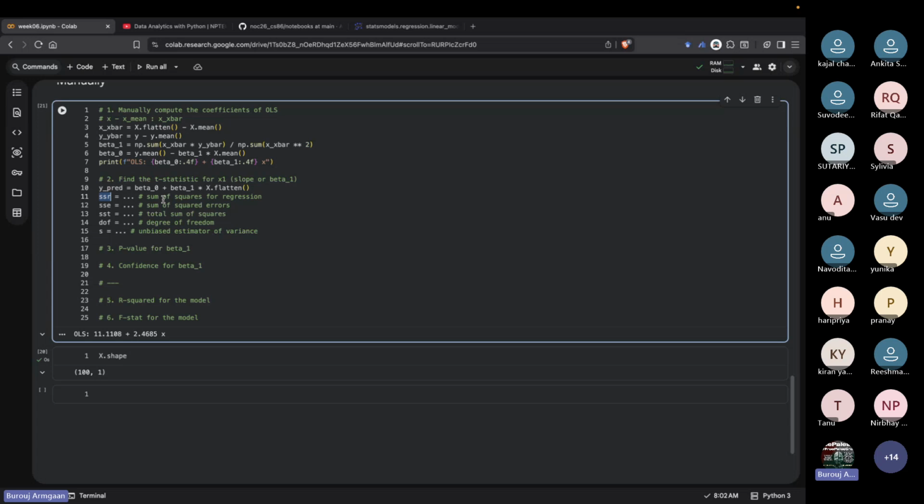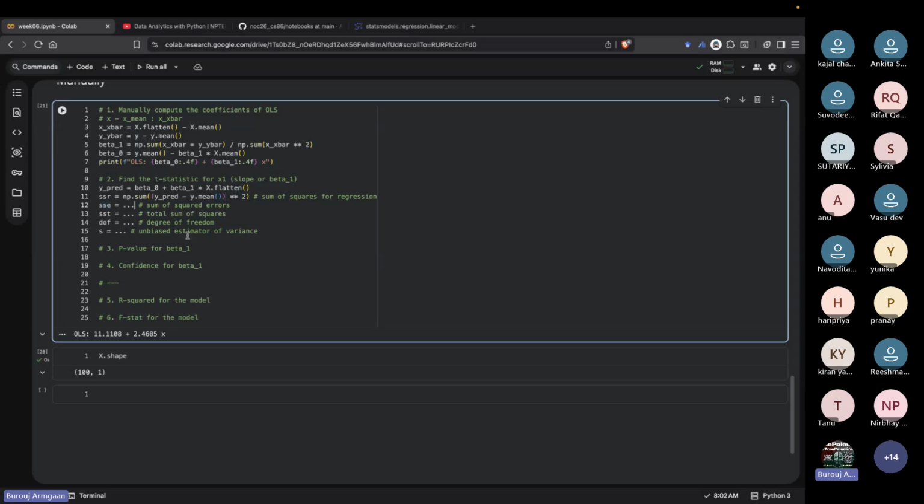What is SSR? SSR is your sum of squares for the regression. It is simple to compute. We have y pred minus y dot mean. We take this difference, we square this, and then we sum this, np dot sum. Okay, so SSR is your y prediction minus your y mean.